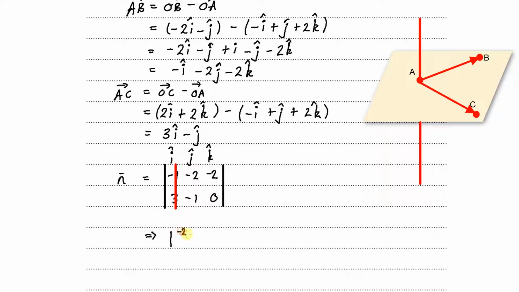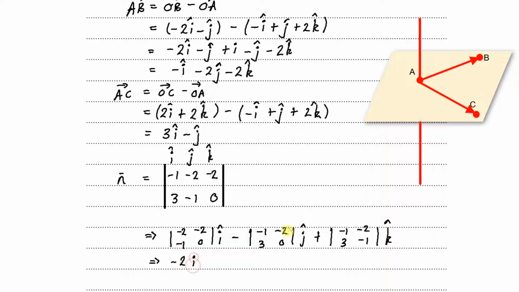So this means that the normal should come out to be, closing this, minus 2, minus 1 and 0 for i. Then for j, that will be minus of minus 1, minus 2 and 3, 0. And for k, we'll be having minus 1, minus 2 and 3, minus 1. This can be simplified to give us minus 2 times 0, that's 0, minus the product of these two, we just get minus 2i. And here we have minus 1 times 0, that's 0, minus the product of these two, that will be 6. With the minus outside, that will be minus 6j.